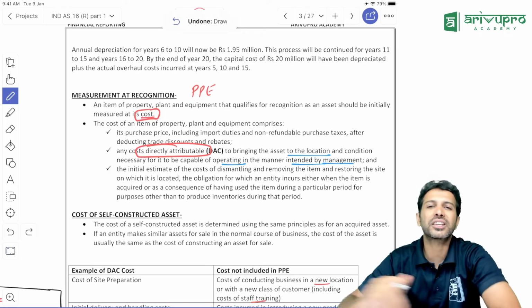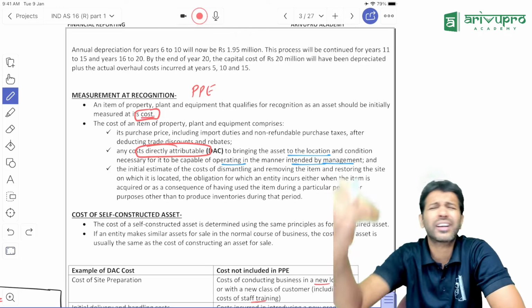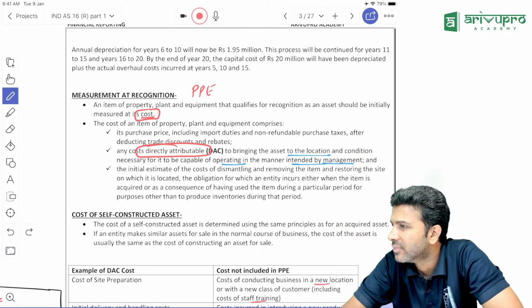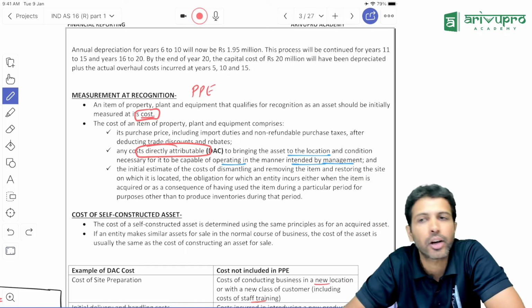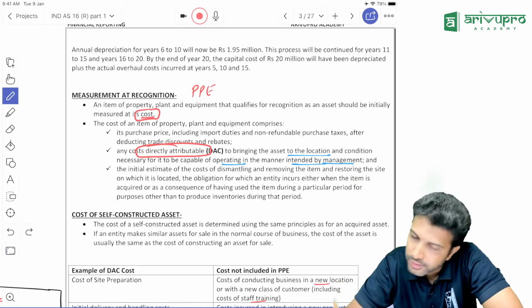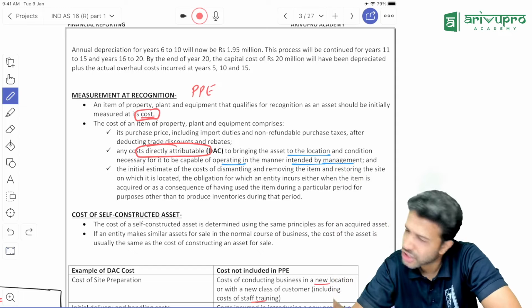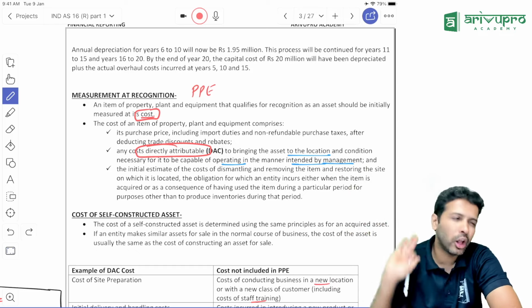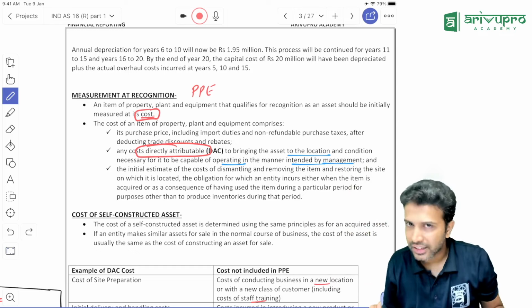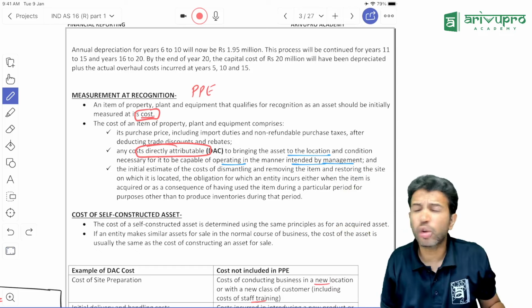Now let's say I purchased a machinery. Can you tell me some of the examples of DAC? Let's see. Name itself is saying directly attributable cost. It was there in AS 10 CA Inter also. Freight charges, installation charges, assembly charges. Yes, all that. Sir, when you buy an asset, immediately can you use it, or you may have to incur some expenditure?